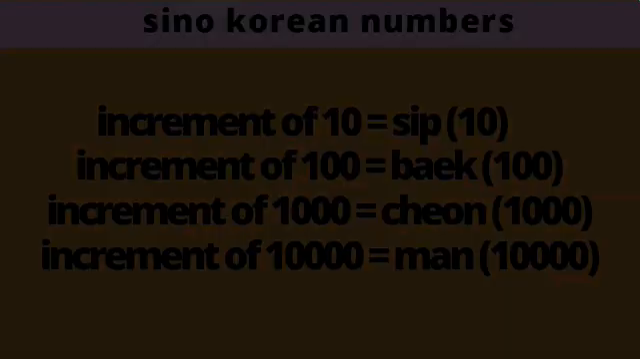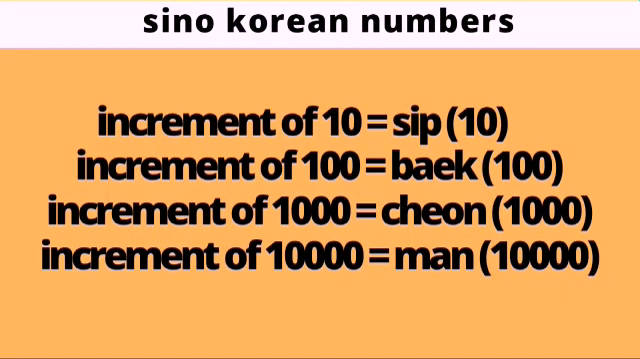So far, the intention of this video is to introduce the increments that will be useful for counting numbers higher than 9. So the increment of 10 is called ship, the increment of 100 is called baek, the increment of 1,000 is chon, and the increment of 10,000 is man.